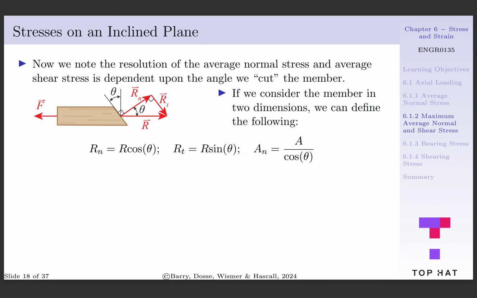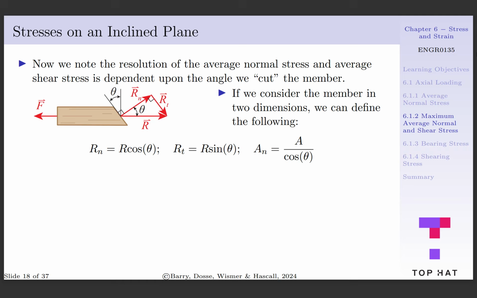In the previous example, we cut a member at some angle and noted that the average normal and average shear stress depends on this angle. If we look at the member in a two-dimensional system, we can define the following. The magnitude of the normal internal reactionary force, Rn, is equal to the magnitude of the internal reactionary force R times cosine theta. The transverse, or tangential, component of the internal reactionary force, Rt, would be equal to R sine theta, and the shear area would be equal to the cross-sectional area per cosine theta.